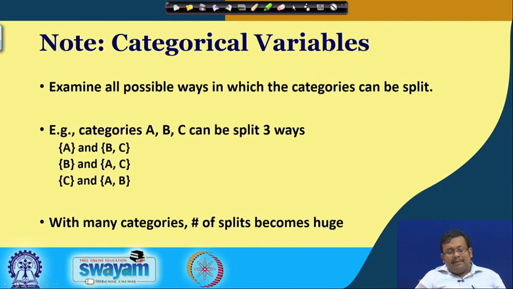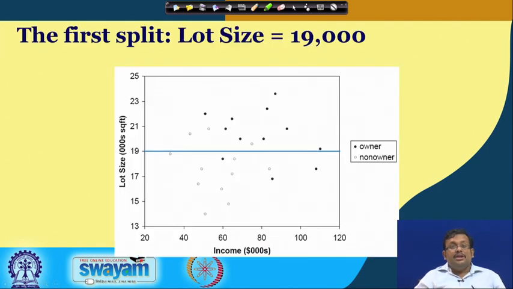With many categories the number of splits becomes obviously huge. Let us see in our example, the first split is on lot size, at 19,000. So, our first splitting criterion is the lot size. You can see we are dividing the whole space into two groups. The solid dots are owners and the hollow dots are non-owners. You can see the maximum homogeneity within these individual splits.